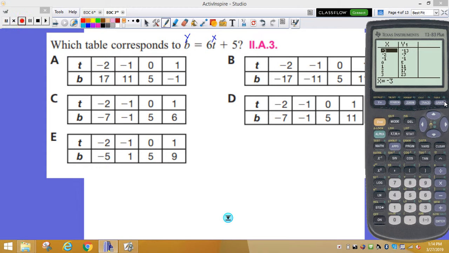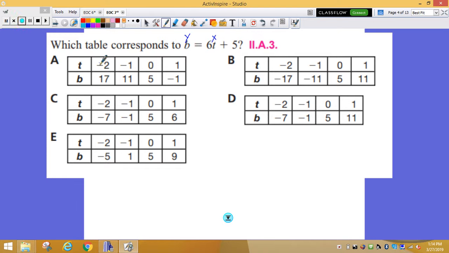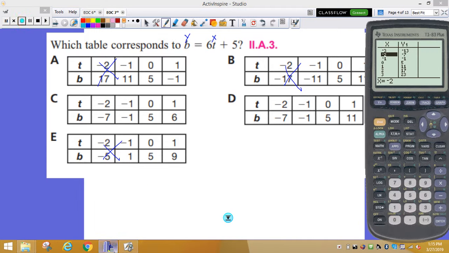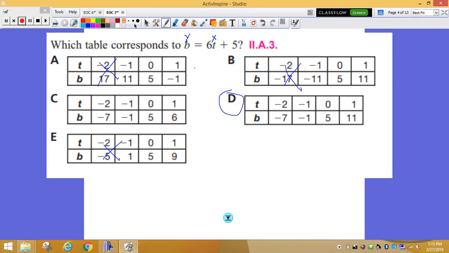All right, looks like all my tables start at -2. So -2, -7. That's wrong. -2, -7, that's right. -2, -7, that's wrong. -2, -7, that's wrong. So it's either C or D. Let's see what -1, -1, that's right. 0, 5, that's right. Let's look at the 1. 1, 11. So this is the one that matches. So just because it has different letters, don't freak out. Just make them Y and X.